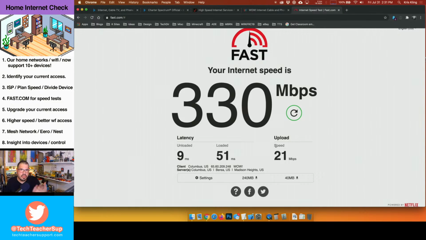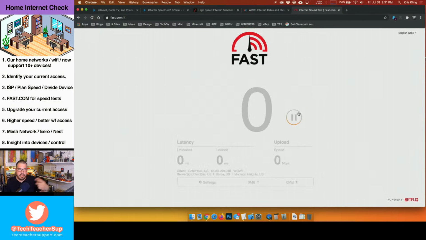Most video services prefer at least 6 megabits up. So if you have 10, you have a good cushion there. And we're running at 20, so that is perfect. So again, fast.com, I can hit this button again. It'll retest it again for me.